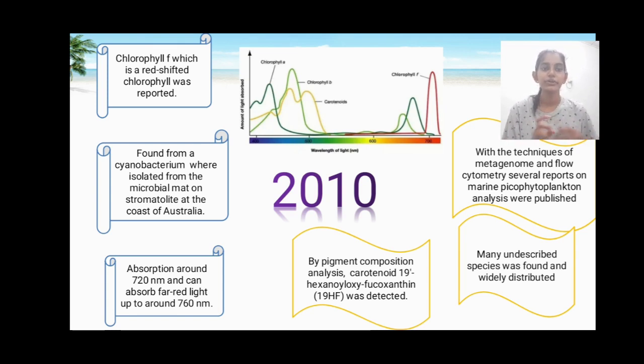Other than that, with the techniques of metagenomics and flow cytometry, several reports on marine phytoplankton analysis were published. In these reports, they stated that many undescribed species are found and widely distributed. By pigment composition analysis, they were able to detect the carotenoid 19HF.